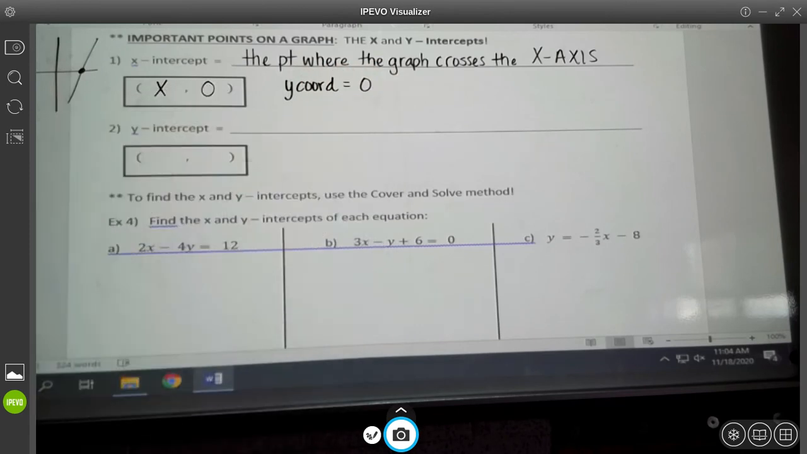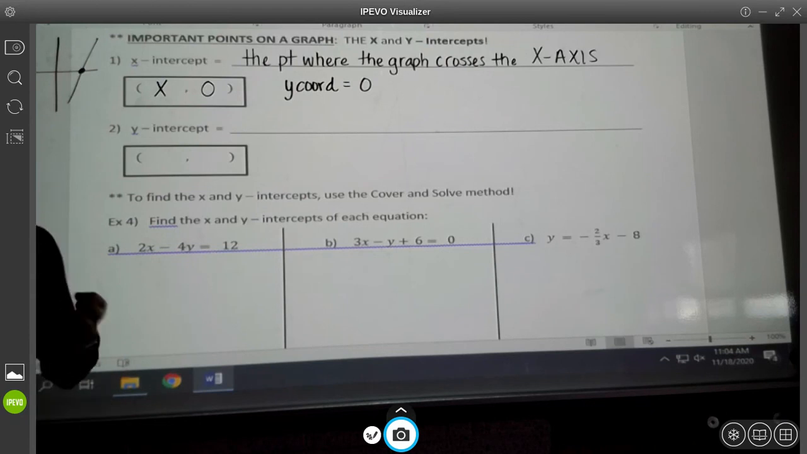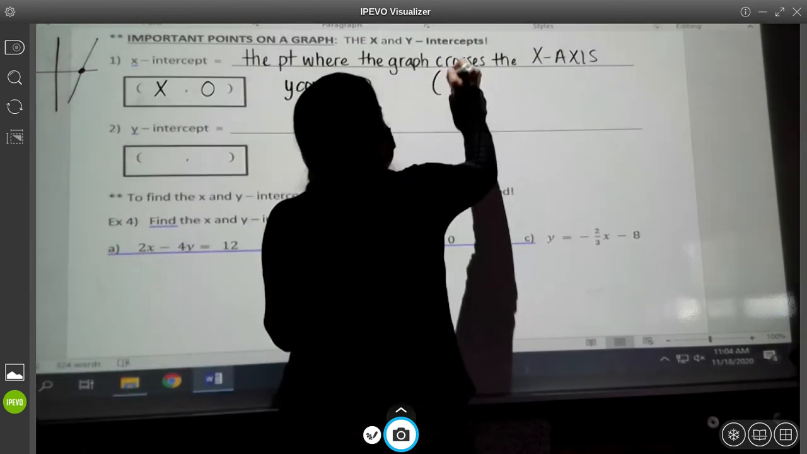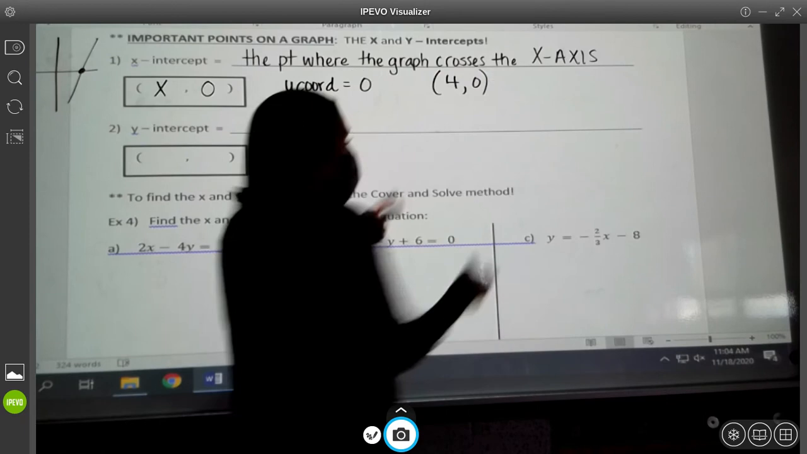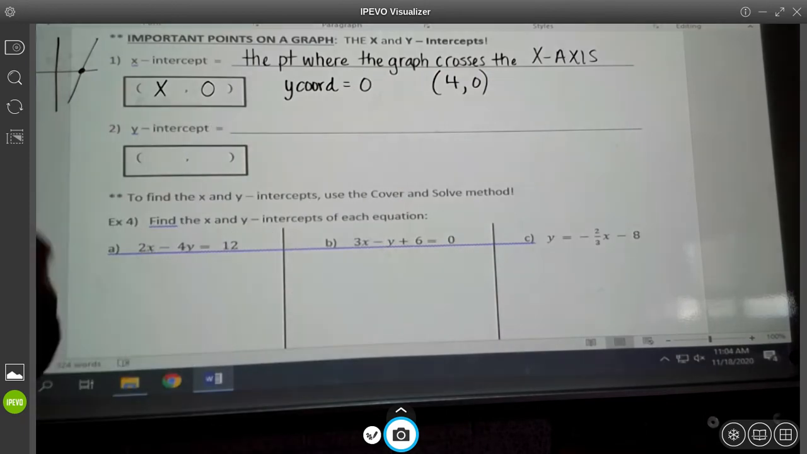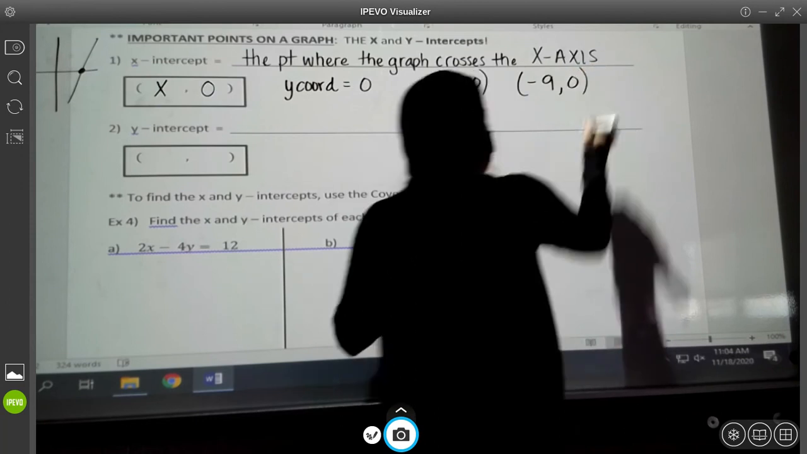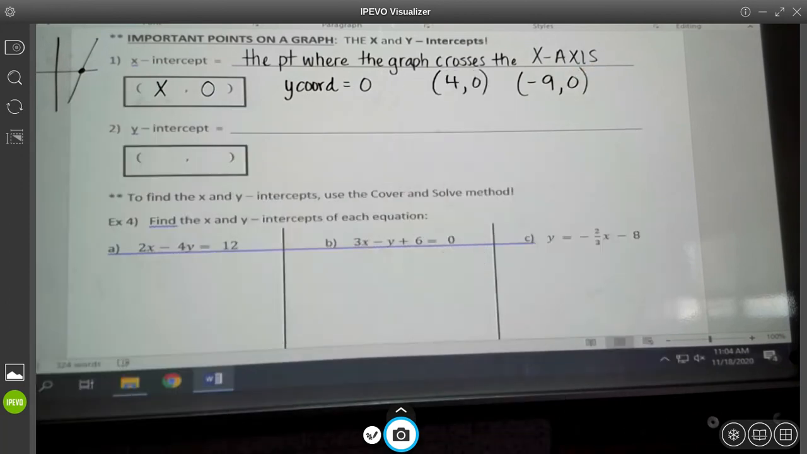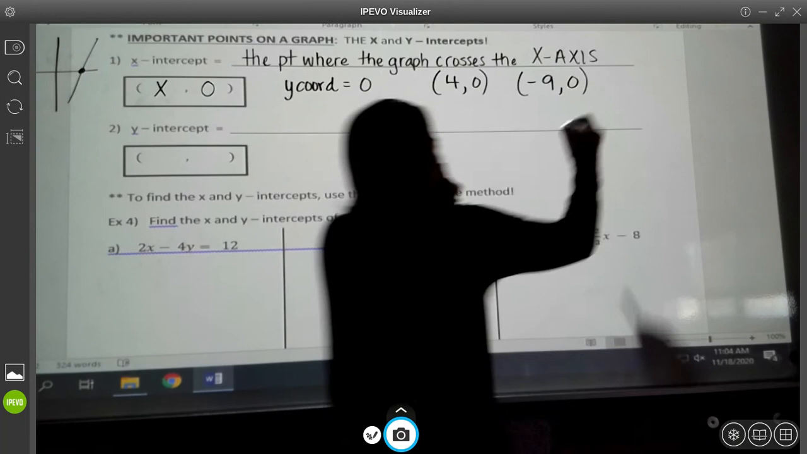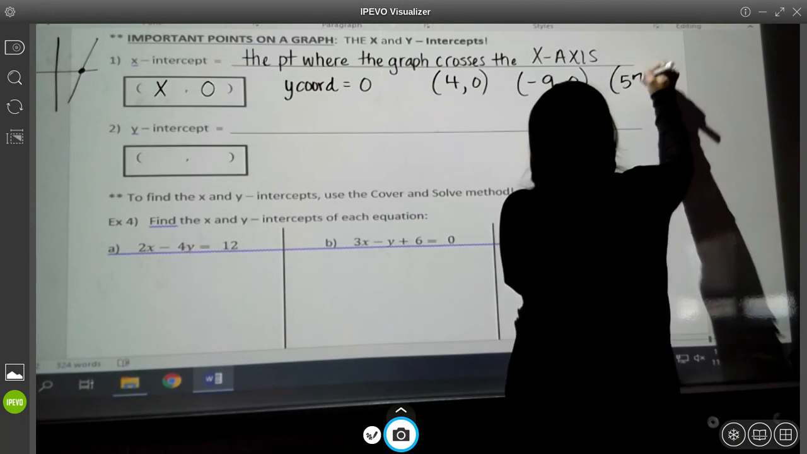So for example, the ordered pair (4, 0), that's an x-intercept. It has a y-coordinate of 0. You could be the point (-9, 0). That's an x-intercept. It has a y-coordinate of 0. You could be the point (57, 0). That's an x-intercept. It has a y-coordinate of 0. So they're not entirely unknown points. You will always know the y-coordinate of an x-intercept.